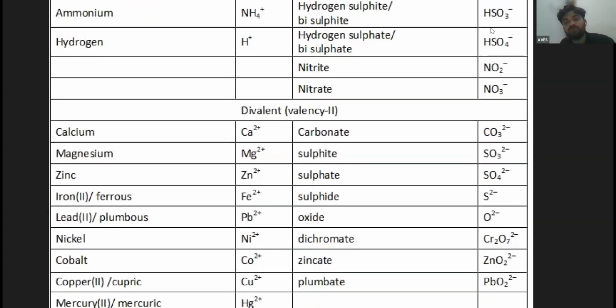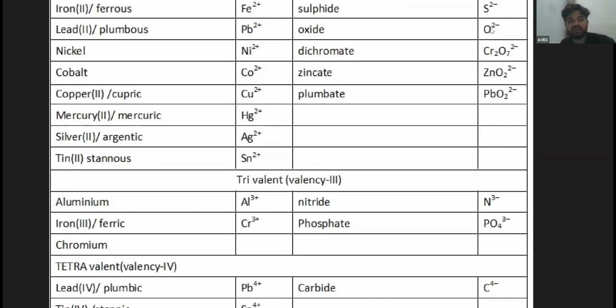So first you need to memorize this valency chart: the valency of calcium is +2, magnesium is +2, zinc is +2, and iron has 2 valencies. If it is ferrous, then it is +2. If it is ferric, it is +3. Like this one here, it is a mistake: chromium is written Cr, but it should be Fe. So we will correct it and send it to you.